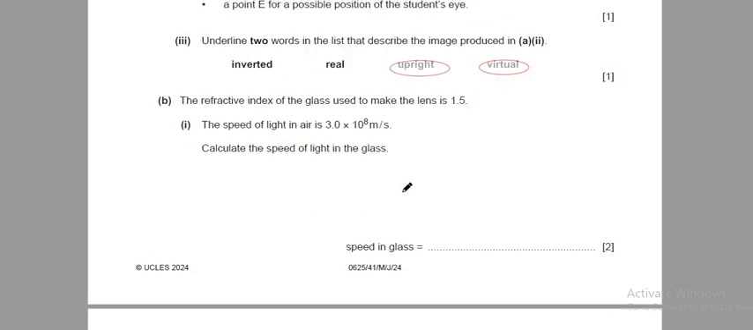Refractive index of glass is 1.5, speed of light in air is 3 times 10 to the 8. Calculate speed of light in glass. n equals c over v. 1.5 equals 3 times 10 to the 8 over v. So v equals.